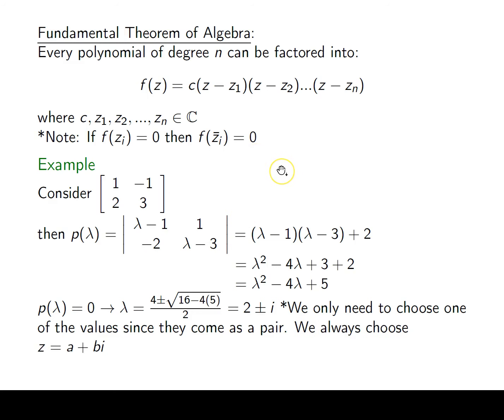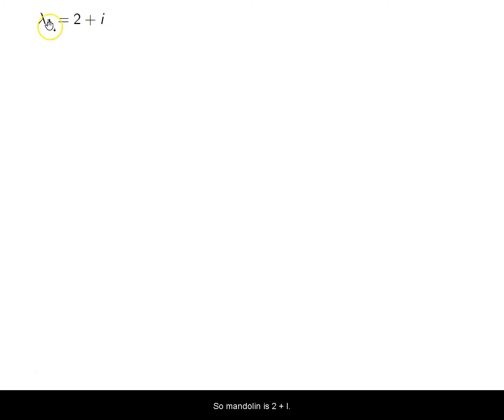Okay, so long story short, we always choose the positive form. Always. Everything I'm going to show you is with the positive form of our complex eigenvalues, right? So these are our complex eigenvalues. We're just going to choose one, okay? And we'll choose the positive one. So lambda 1 is 2 plus i.